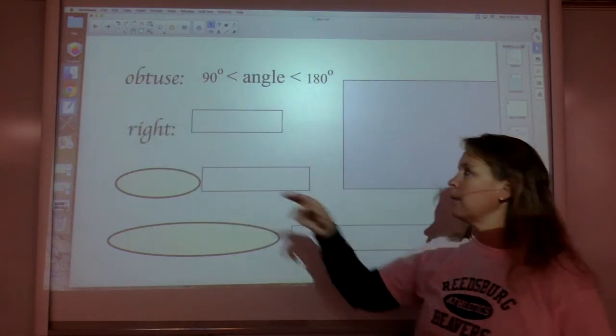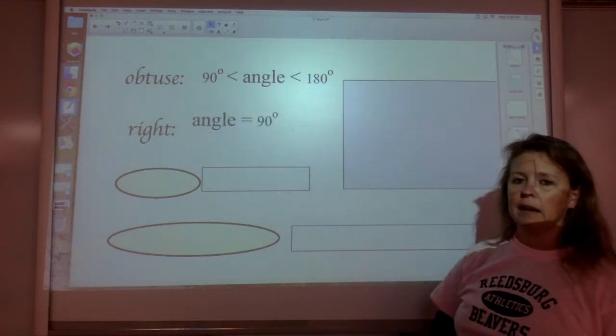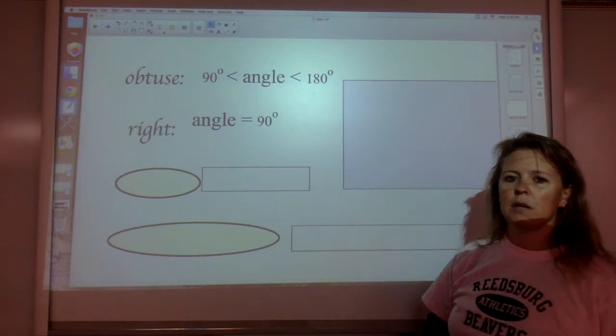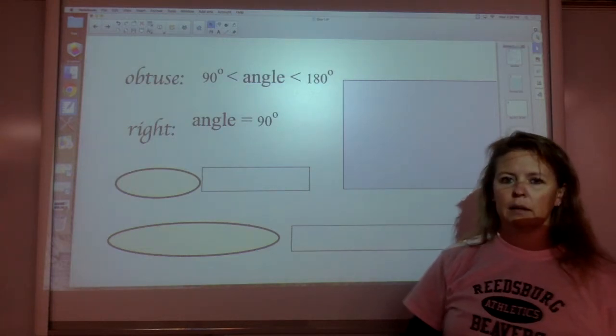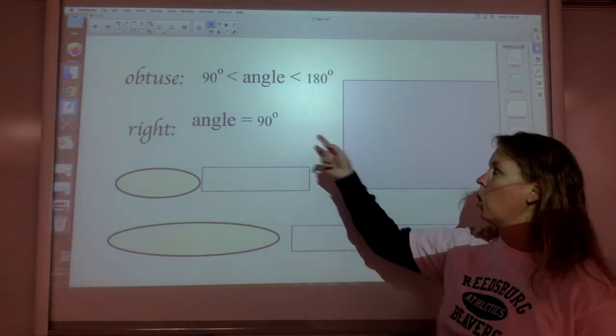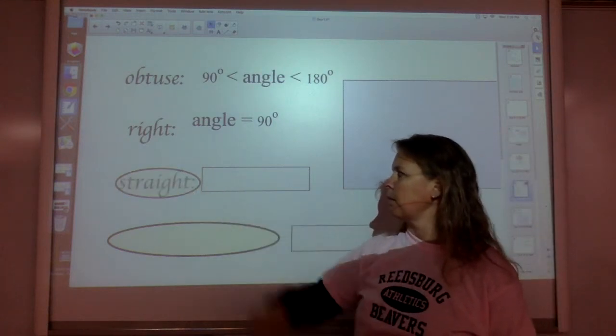Right angles, you probably already know this one. I'm not changing it on you. A right angle is exactly equal to 90 degrees. I will tell you this, you can never assume something is a right angle. If it looks like a right angle, doesn't matter. Unless you are told that it's 90 degrees, it's not a right angle.